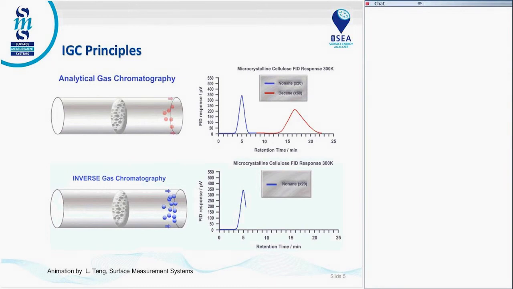Obviously, the longer it takes to go through, the more interaction it has. In relation to surface energy or free energy, the longer it takes to go through the column, the higher the surface free energy of the material under investigation.